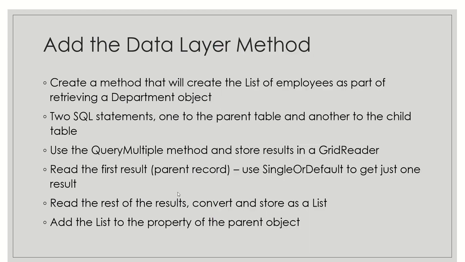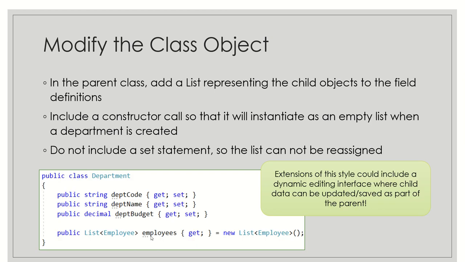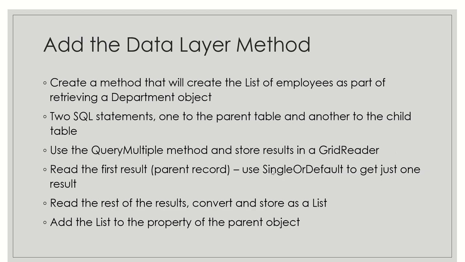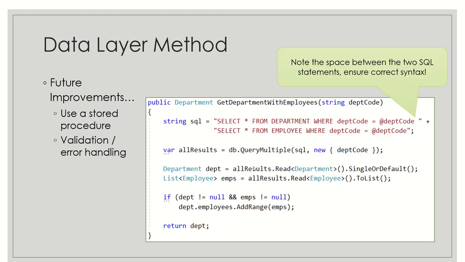Once we have that list, we can take all the elements in the list and add it to our employees list collection in the department class. So let's take a look at what that might look like. We write a new method. It still takes a department code. It's very similar to the one where it found a department by a department code. The only difference is now it's going to find the department and find all the employees too.